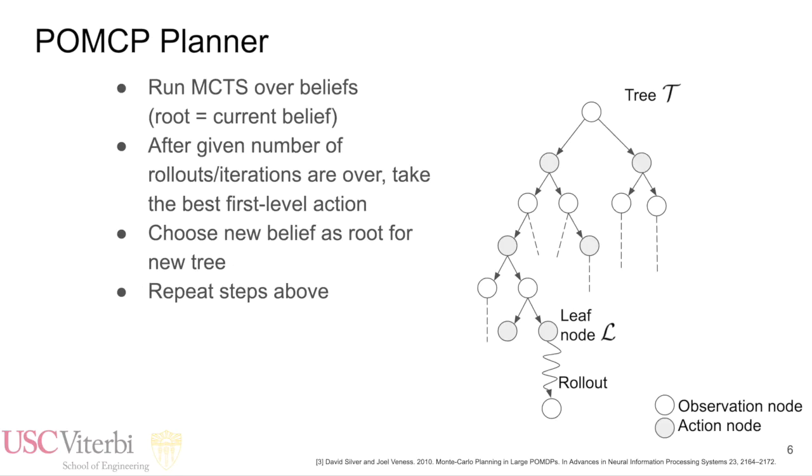The POMCP planner works by running a Monte Carlo tree search over beliefs, starting with the current belief as the root. It builds this tree T over a fixed number of MCTS iterations, where it adds a node every time it has a rollout from a leaf node L. After these iterations, it executes the best action at the root level. This ends the current step of POMCP. The new belief it reaches serves as the root of the new MCTS tree in the next call to POMCP, and the cycle repeats.